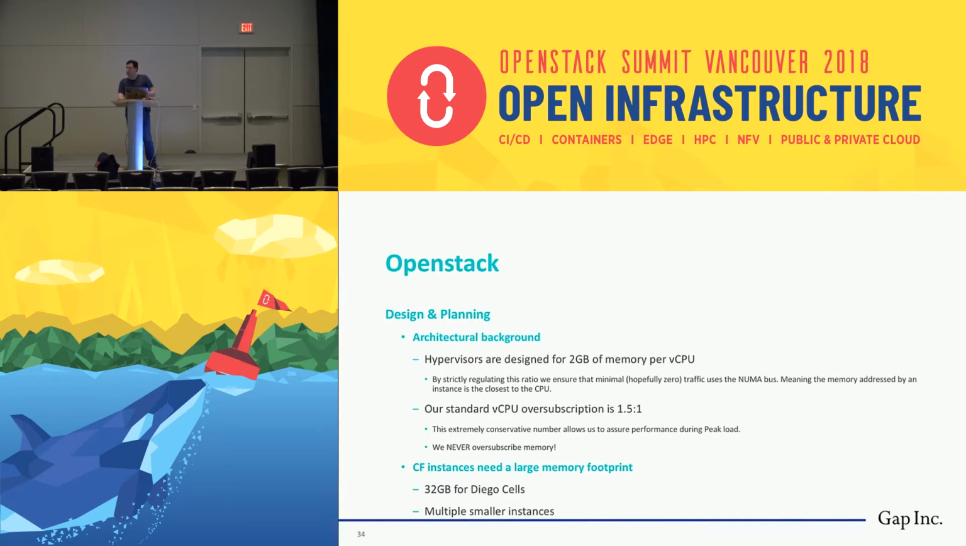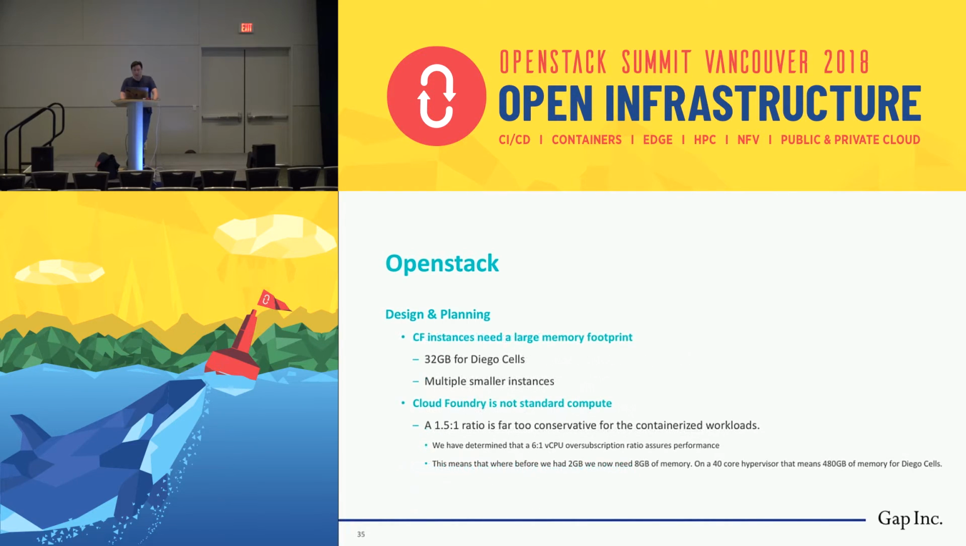So when we were looking at creating the Diego cells, we kind of determined that we were going to go with a large memory footprint, and we were going to go with 32 gig. And there would be smaller instances, but the general size would be a 32 gig memory footprint. So that for us, 1.5 to 1 in Cloud Foundry was way too conservative. So we did some testing, and we determined that 6 to 1 was really good. It gave us performance under high load, and it let us really scale Cloud Foundry. But that was another additional cost, because before, where we had 2 gigs of memory, we now need 8 gigs of memory. So on a 40-core hypervisor, that's half a terabyte of memory.